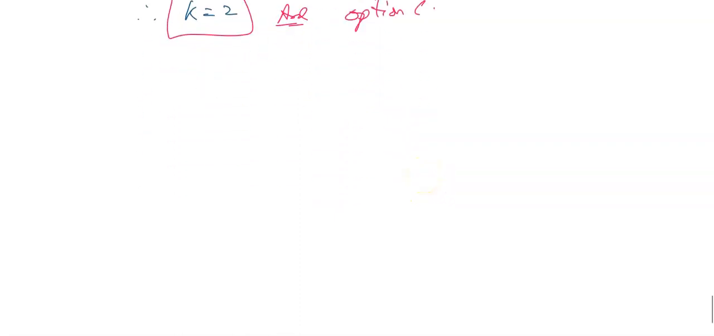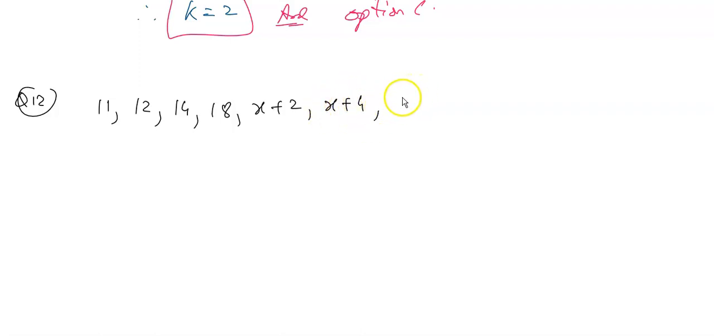Then next, question number 12. The median of the observations given over here, arranged in ascending order, is 24. Find the value of x. Okay, so I can see that the observations are already arranged in ascending order. So this is 11, 12, 14, 18, x plus 2, x plus 4, then 30, 32, 35 and 41.